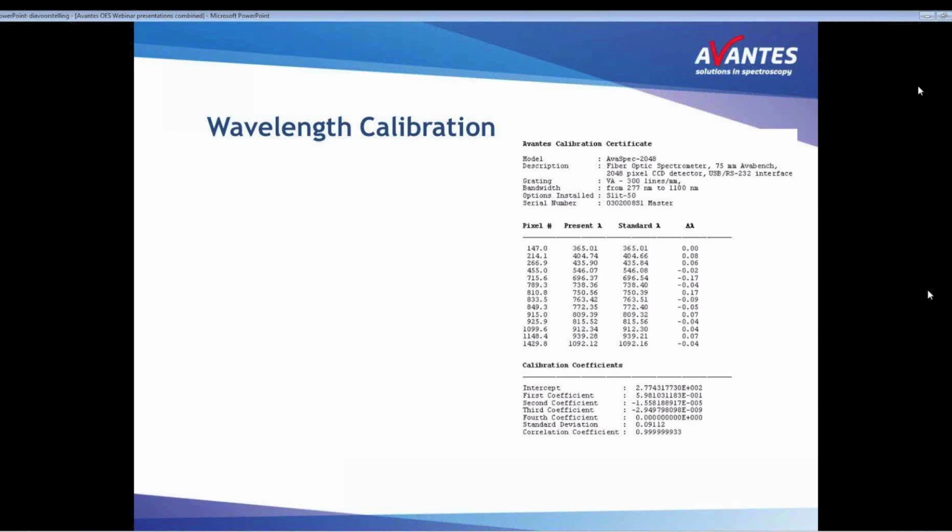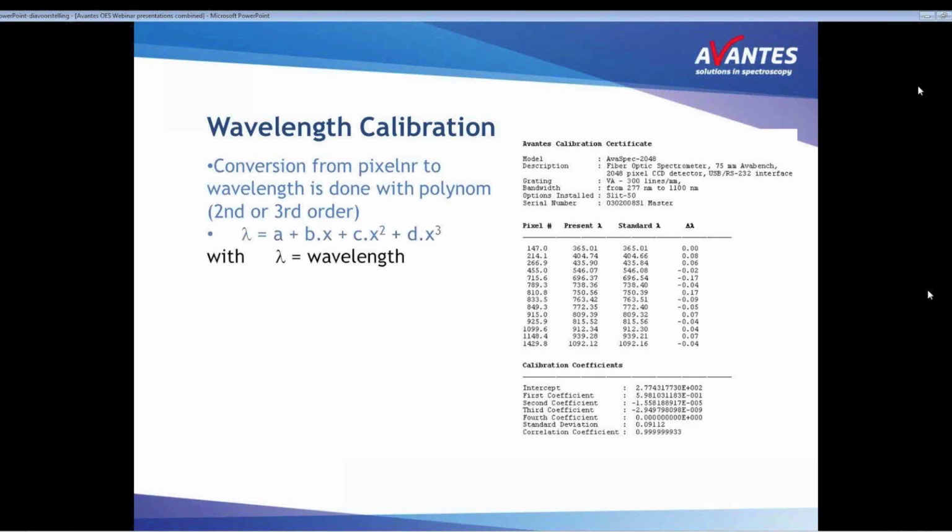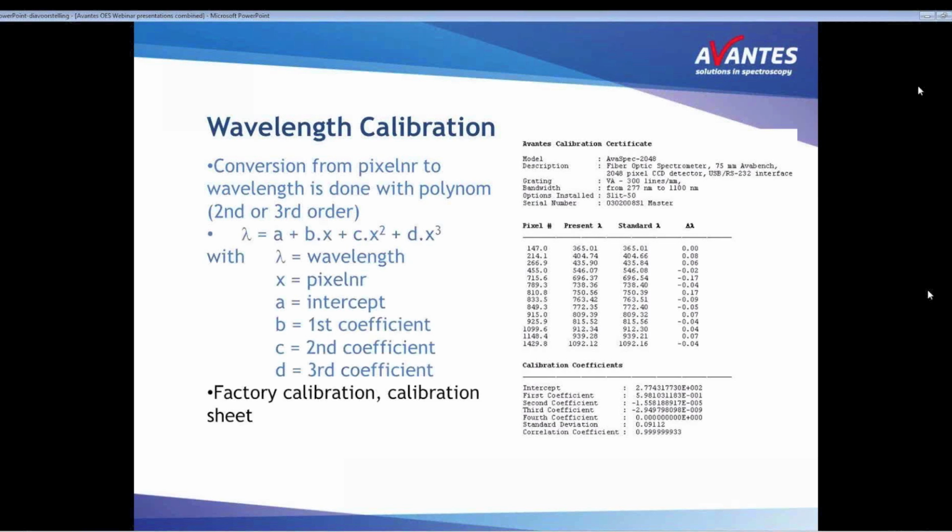Since one is interested in the wavelength of the components and not the pixels of the detector which are illuminated, the spectrometer will be wavelength calibrated. This is done by presenting a light source with known peaks to the spectrometer. This way a conversion function can be determined between illuminated pixels and actual wavelength.